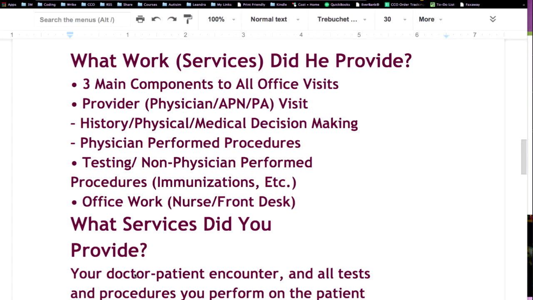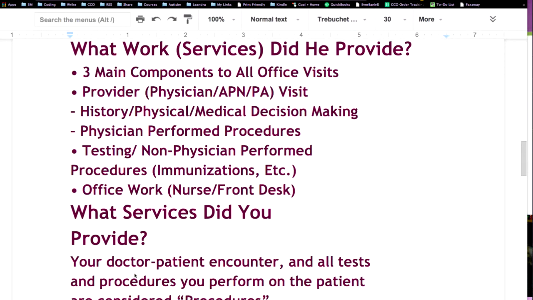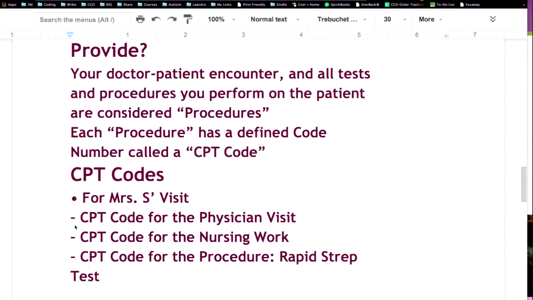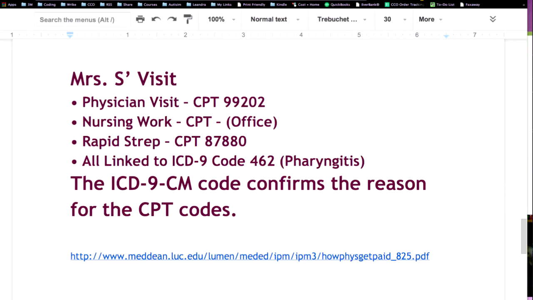So what service did the physician, meaning him, provide? Again, your doctor-patient encounter, and all the tests and procedures you perform on the patient are considered procedures. Each procedure has a CPT code, and for Mrs. S's visit, there's a CPT code for the physician visit itself, and that's considered an E&M code. Now, a CPT code for the nurse's work, that's a little bit different. But there's a CPT code for the procedure, this rapid strep test. There's a code for that.